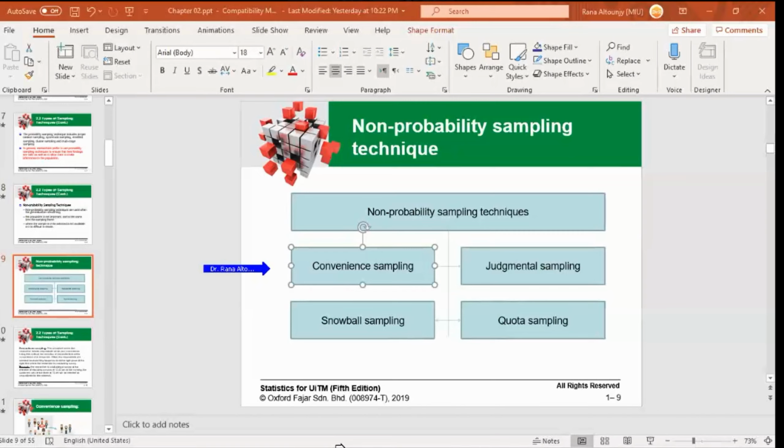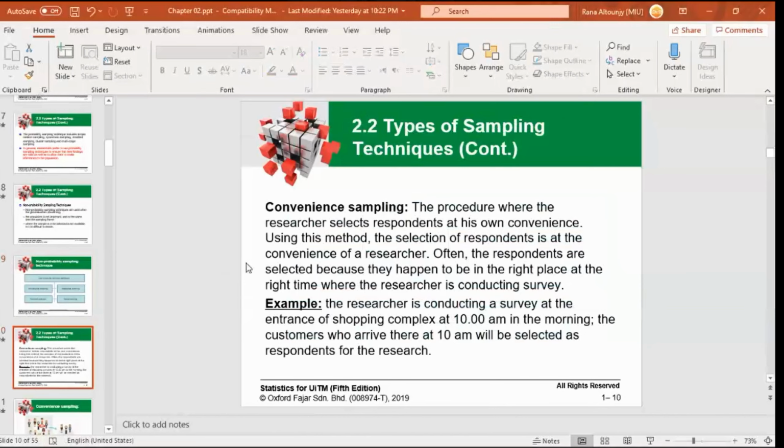Some people take a stand against this sampling method, because the people who have been chosen may not be representing the population. So we cannot generalize the results. But we said this is still one of the sampling techniques. So what is a convenience sampling technique?